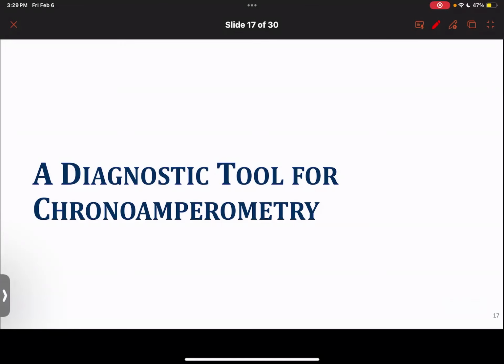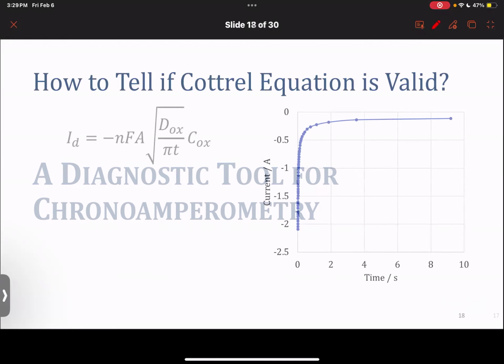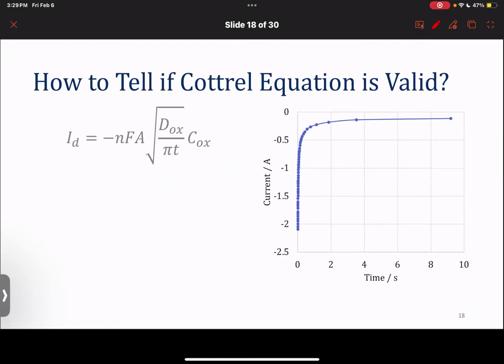After the last video, you may be wondering, how in the world can I know when to apply the Cottrell equation with all the things that could go wrong? Well, this video answers that question for you. How can I tell if the Cottrell equation is valid?